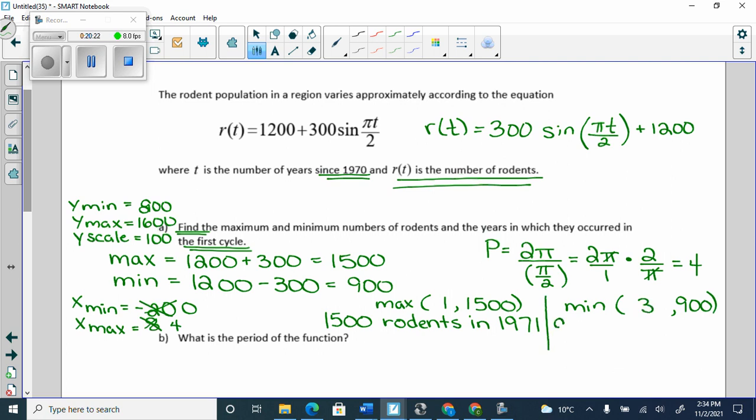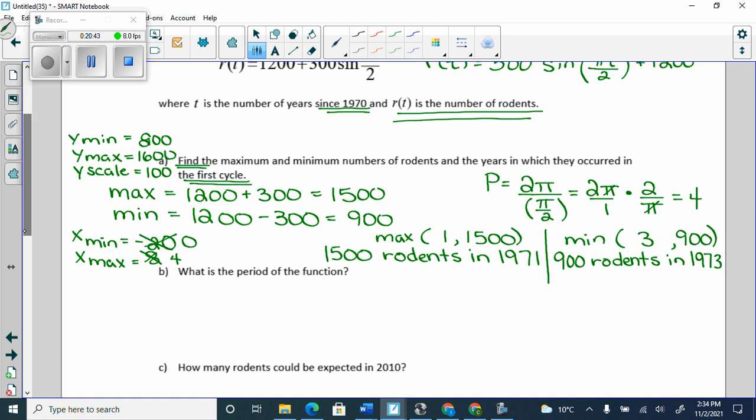There are 900 rodents in 1973. 3 years after 1950. And what was the period of this function? We already figured it out. For what? Years.